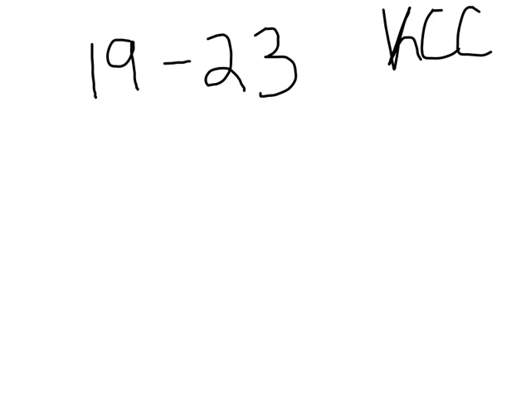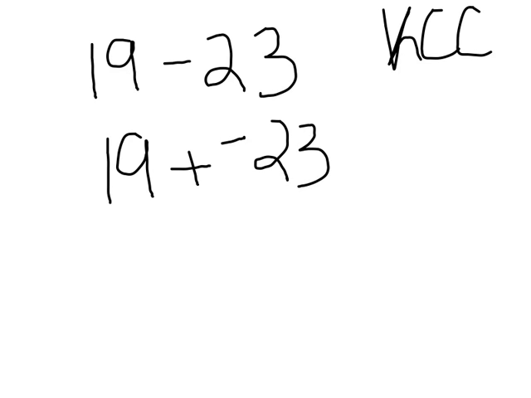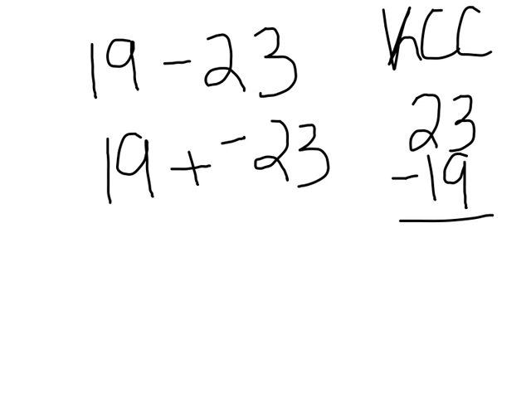And I know that my answer is going to be negative because I'm taking away, it's like I have 19 things and I'm taking away 23 of them. So I know my answer is going to be negative. So let's do keep, change, change. Again, keep, change, change means to keep 19 the same, change the subtraction sign to a positive sign, and make your 23 negative. Now all I have to do is find the difference. 23 minus 19 is going to leave you with 4.